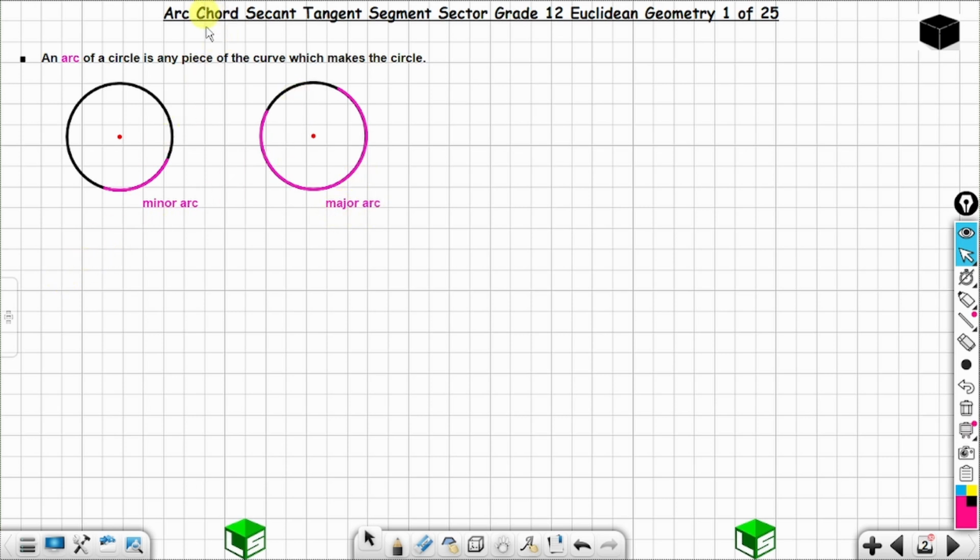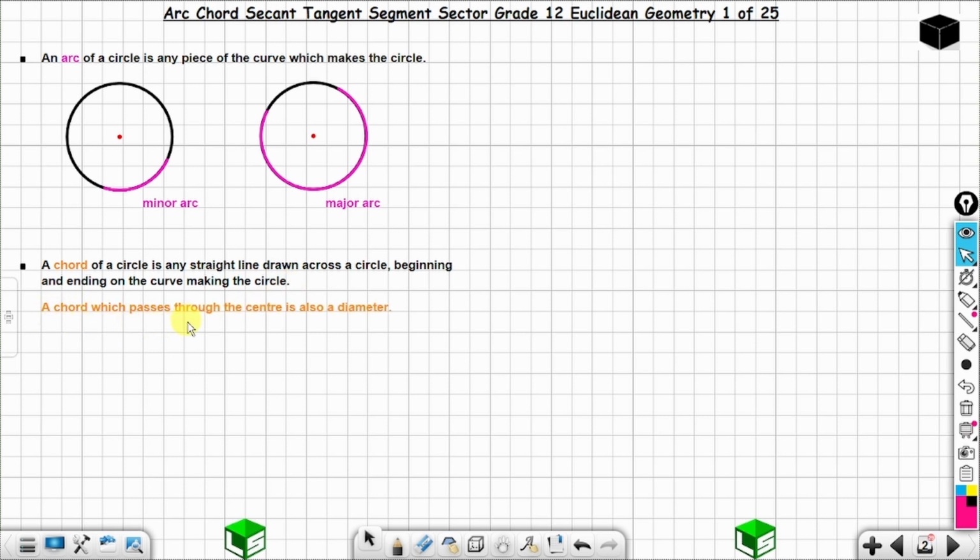Now, what is a chord? A chord of a circle is any straight line drawn across a circle, beginning and ending on the curve, making the circle. And a chord which passes through the center is also a diameter.